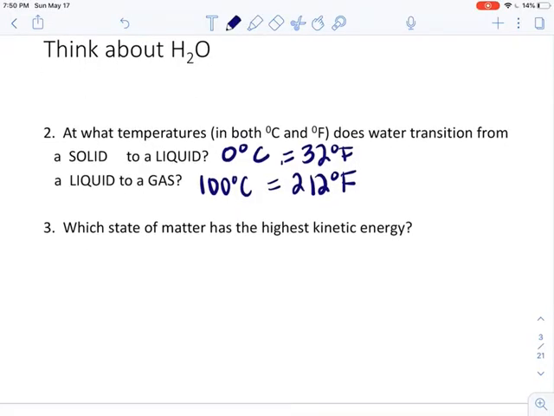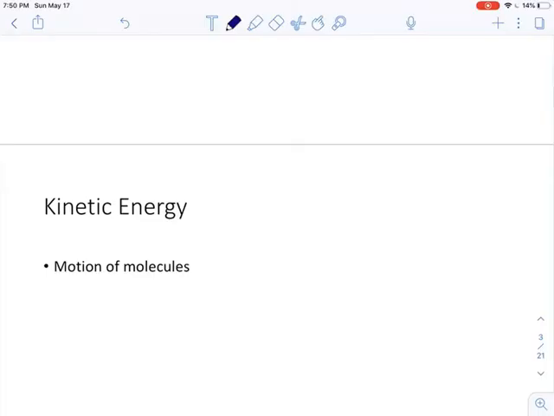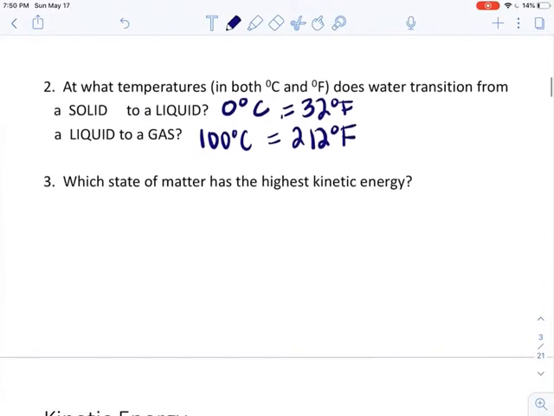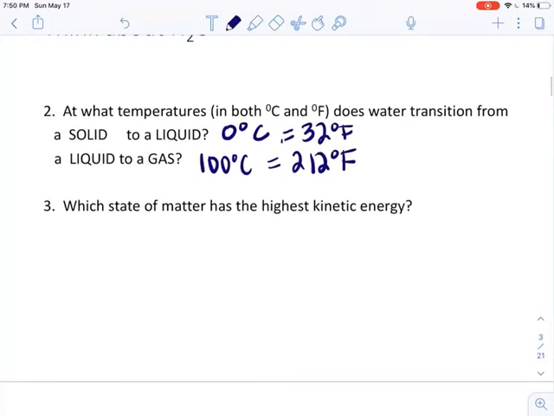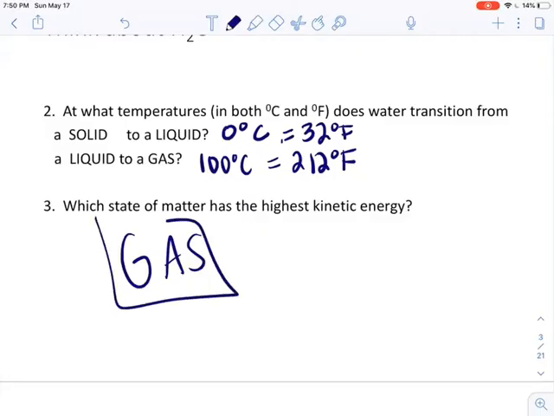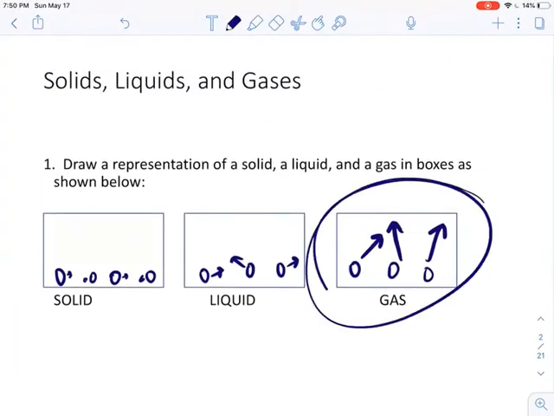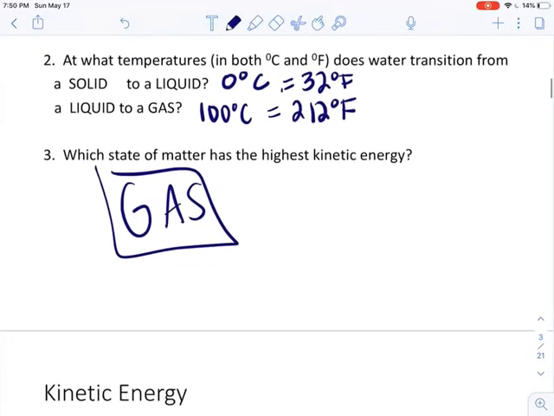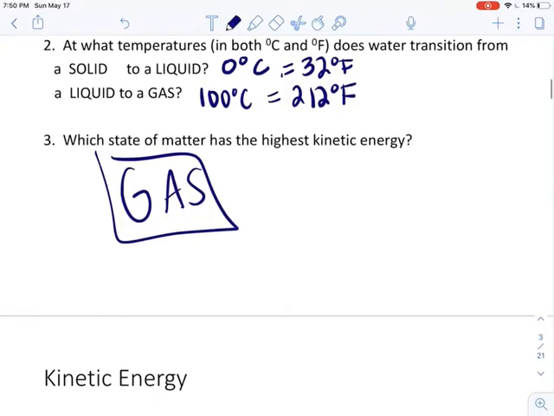So if we look at these, we can talk about kinetic energy and determine which one has more kinetic energy. Going from a solid to a liquid or going from a liquid to a gas? Well, kinetic energy is the motion of molecules. So which molecules are moving fastest? At a solid, liquid, or gas? The answer would be gas. Because up here we looked and they're moving really fast. So therefore they have the most kinetic energy.